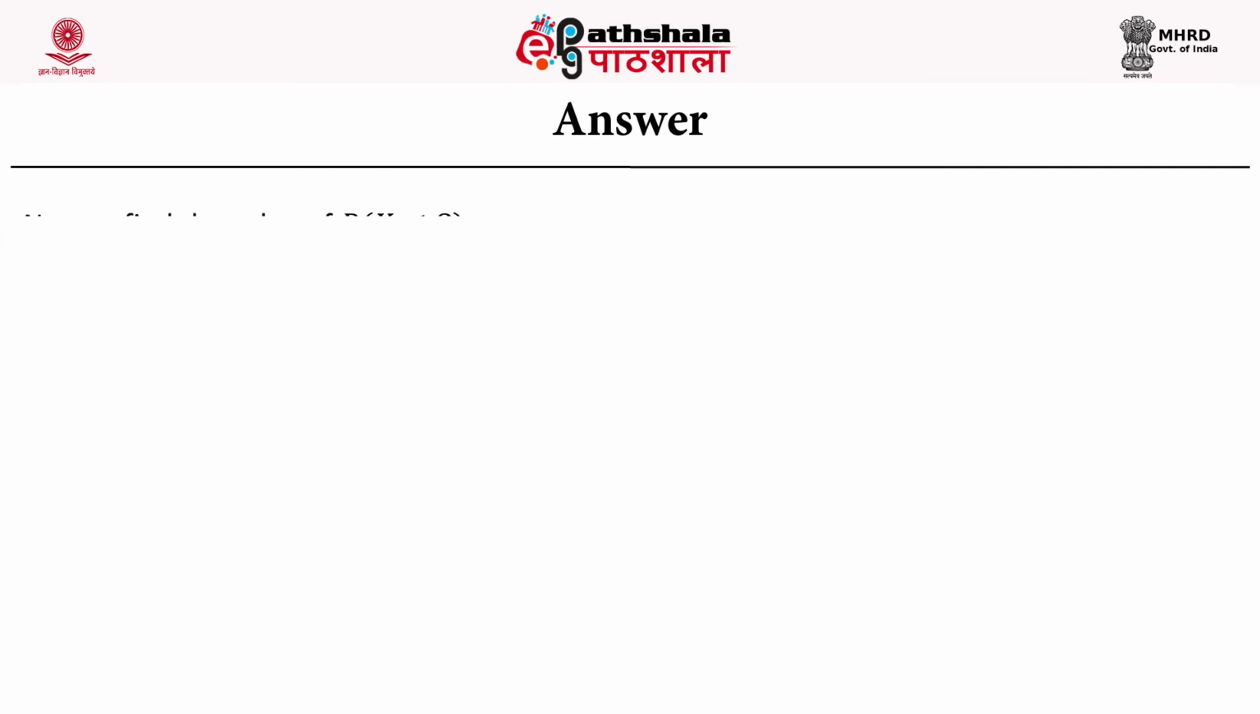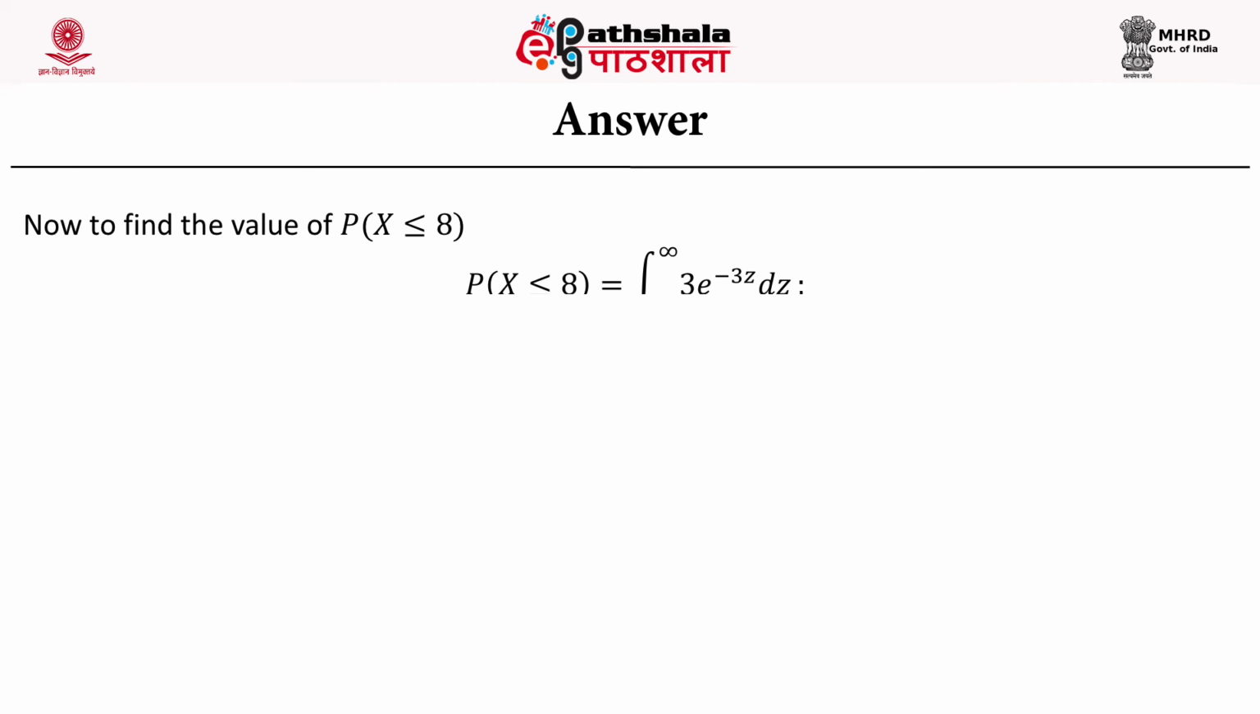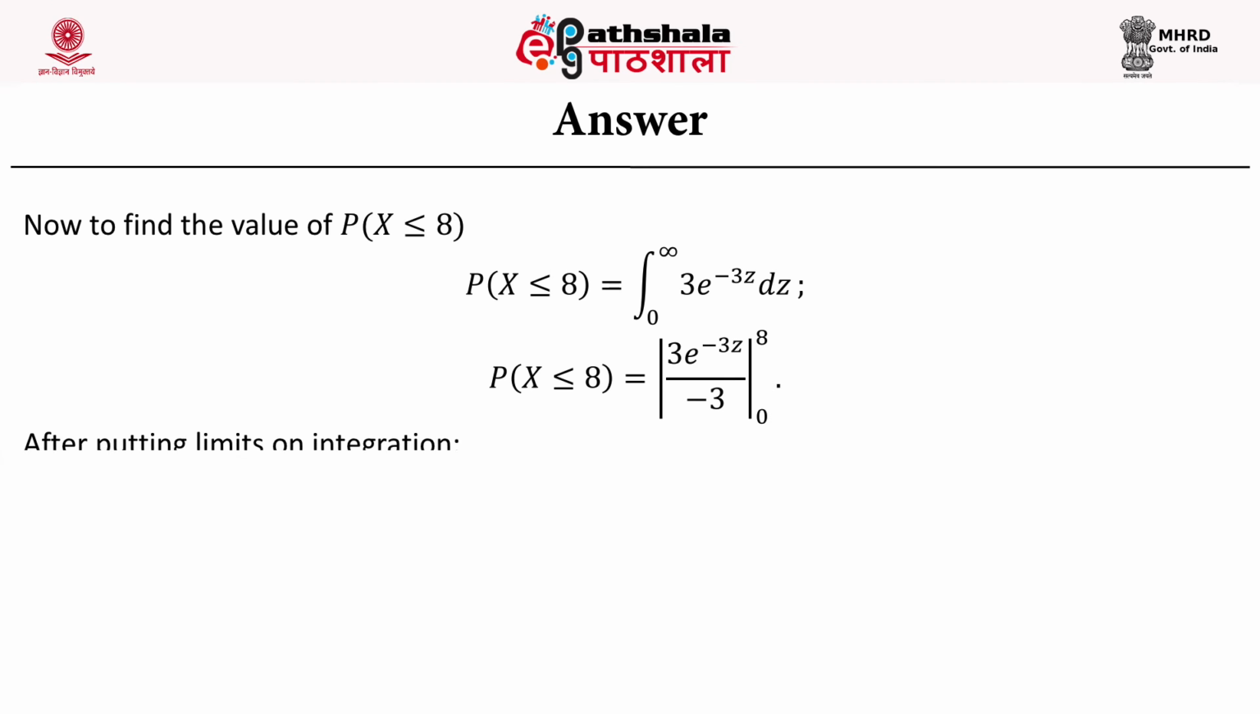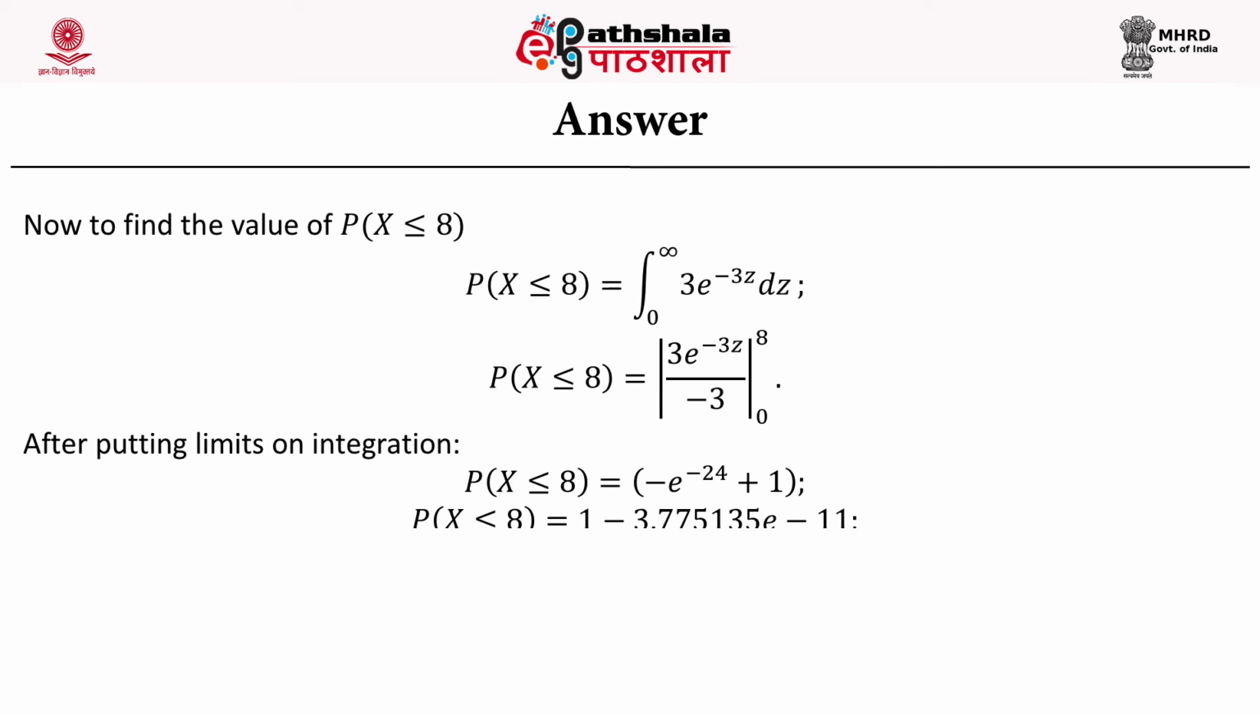Now to find the probability that X is less than or equal to 8, we have to use the definition of the distribution function, where the range is defined from 0 to infinity and the upper limit is 8. After solving the integration and putting in the limits, we get the expression 1 minus e to the power minus 24. After evaluating e to the power minus 24, it is equal to 3.775135 times 10 to the power minus 11. So the approximate value of the probability that X is less than or equal to 8 comes out to be 1.